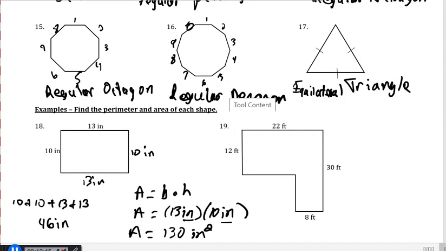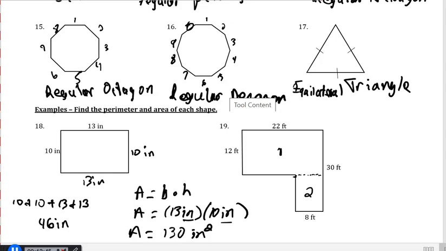Last but not least, notice how this is not a regular shape, where we have some different shapes thrown in here together. So we'll have to think a little bit here. We're going to break this up so that we can figure out the perimeter. We don't know what this length is. We don't know what this length is. But if we break it up into two rectangles, we'll call this rectangle number 1 and this rectangle number 2 here, then we should be able to figure out what this segment is going to be.